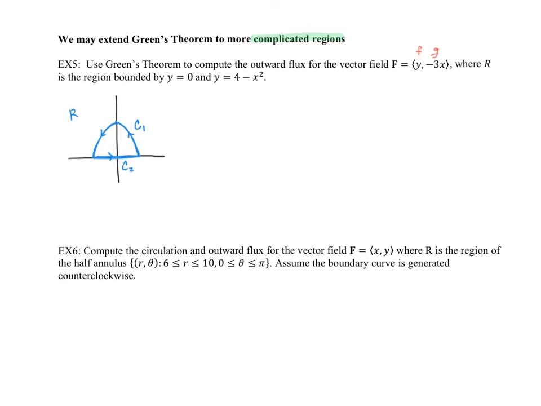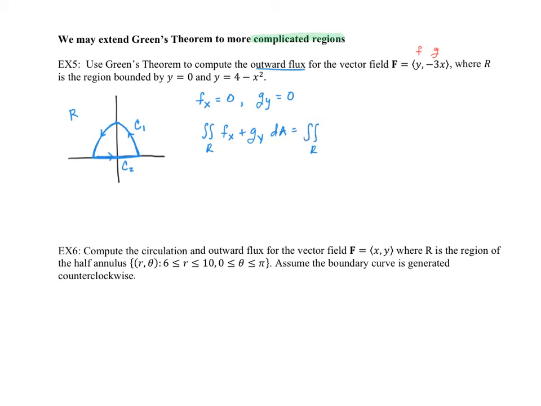Well, let's see what happens when we try to use Green's theorem, because we do have a vector field. We have our F and we have our G, and we know that we're computing outward flux, so we're using the flux formula. If we compute the partial of F with respect to x, that's going to be 0. And the partial of G with respect to y is also 0. So if we were to set up a double integral using Green's theorem over our region, the integrand is going to be equal to 0.